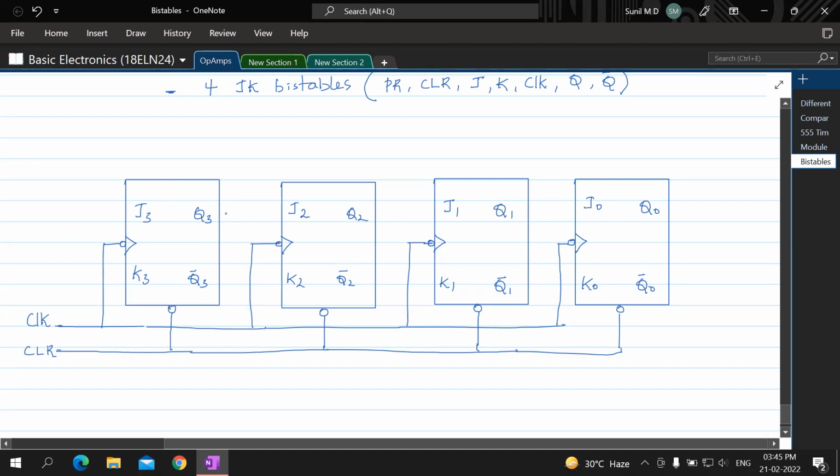Now, the output of the first flip-flop is given to this, and this Q3 bar is given to K2. So that is what you need to do with every flip-flop. The outputs are connected to the inputs.